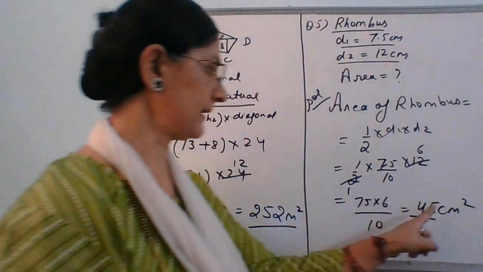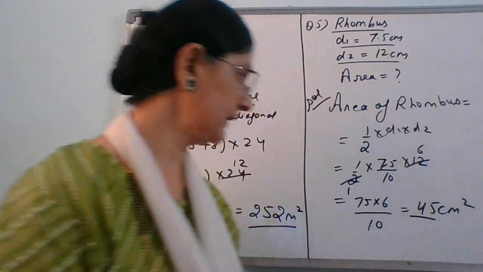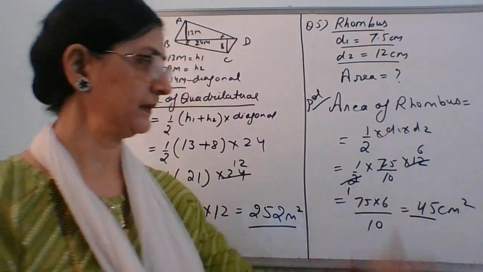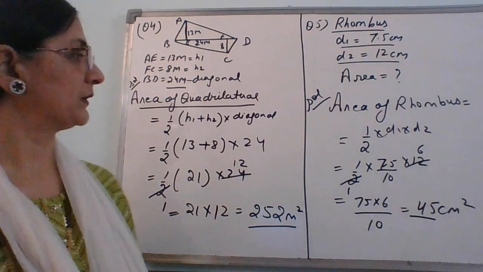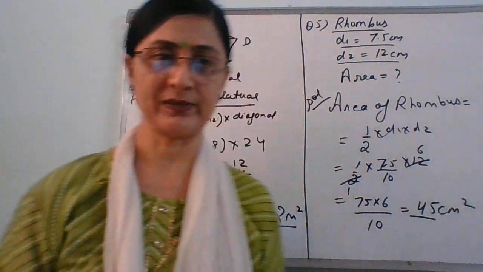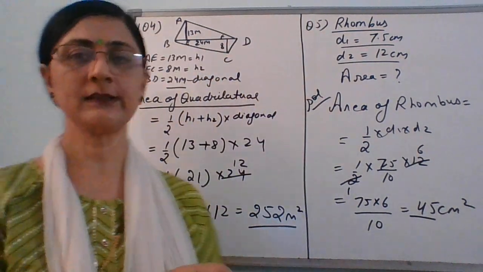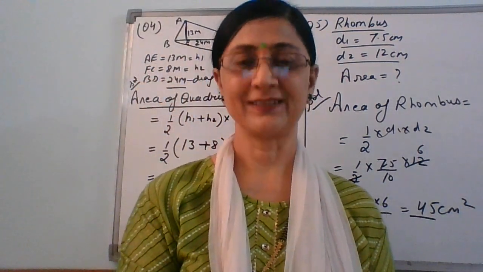Just multiply this, right? It comes out to be 450. But when you divide by 10, then 45, right? So these were the question number 4th and question number 5th. They were direct questions, right? You were supposed to put just the values in the formula. Okay, now let us do the next one.